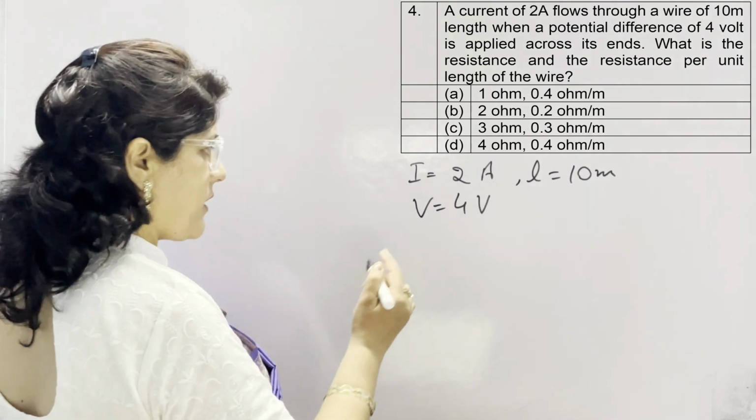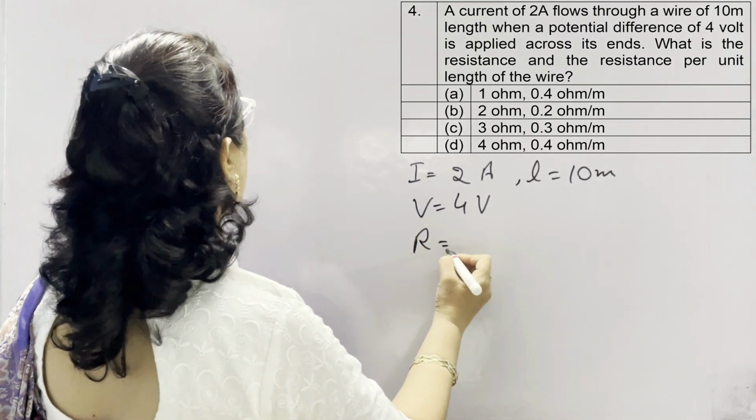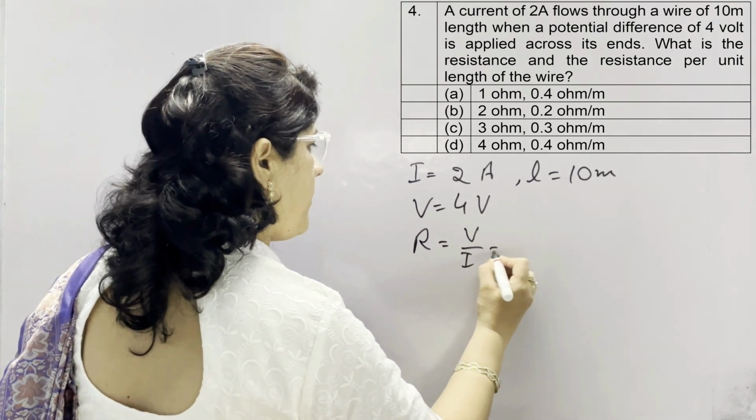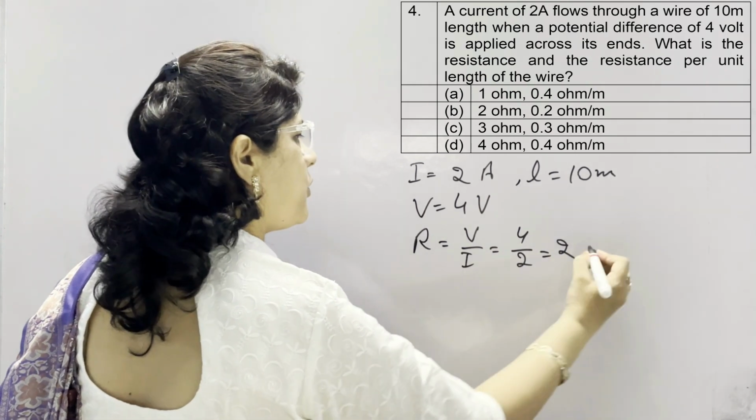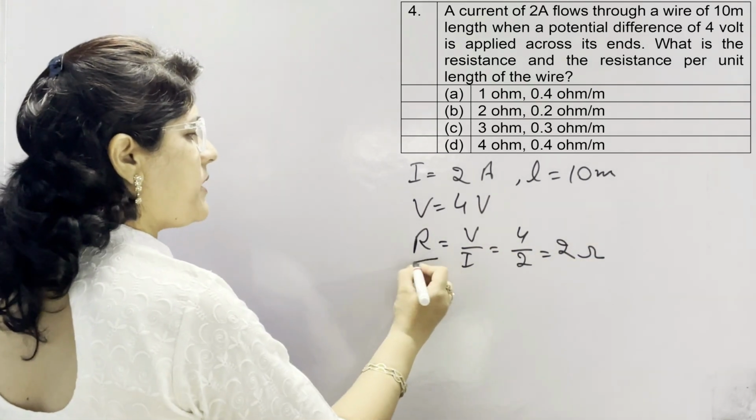So first we need to calculate the resistance R. V is equal to IR. So R is equal to V upon I. V is 4 and I is 2. It means 2, and the unit of resistance is ohm. So 2 ohm is the resistance.